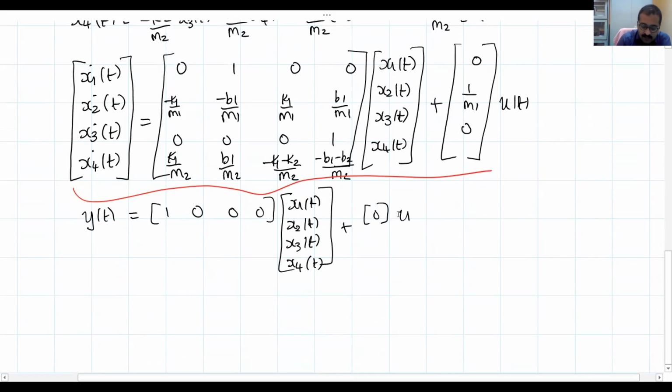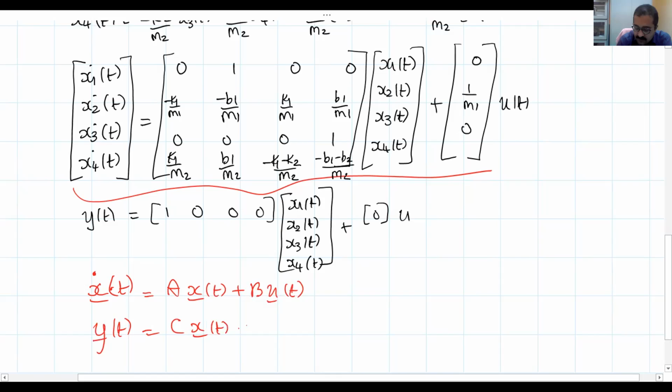So in general, there is a standard form. The standard form is x dot t. What does this bar represent? It represents that x dot is a vector: x1 dot, x2 dot, etc., up to xn dot. X dot t equals A into x of t plus B into u of t, and y of t is equal to C into x of t plus D into u of t. Okay, so what is A here? A is this matrix A. B is this column vector. C is this row vector. And D is this null vector.